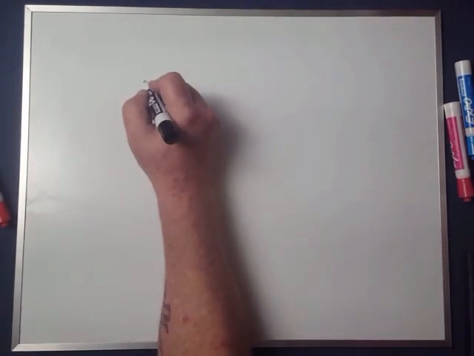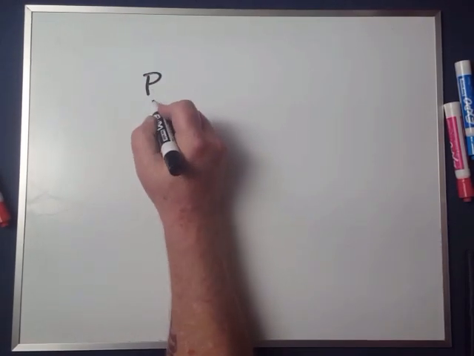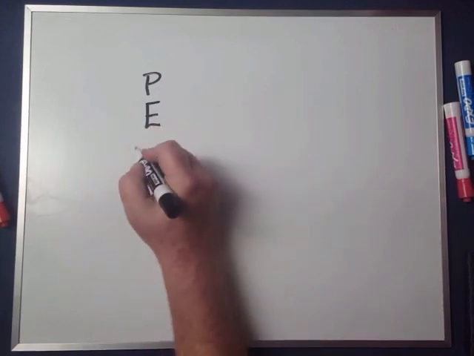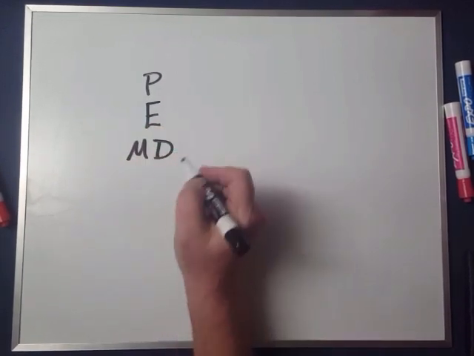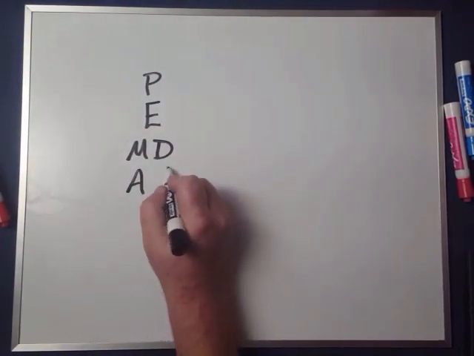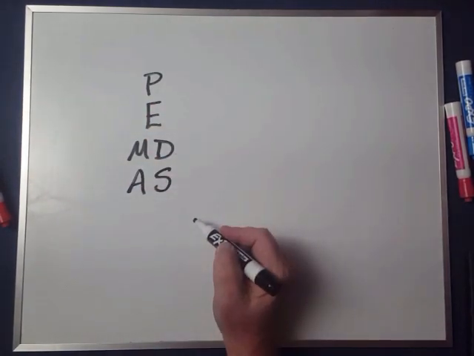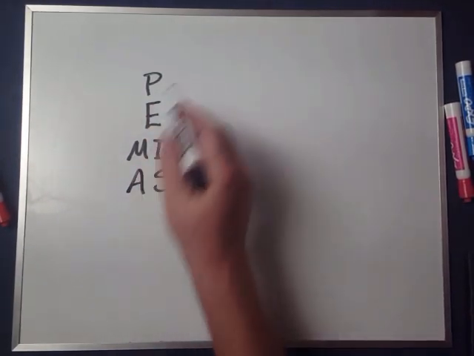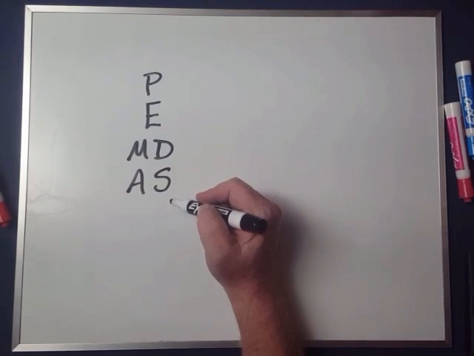Let's review now the order of operations. Now, many of you have heard of PEMDAS: parentheses, exponents, multiplication, division, addition, subtraction. PEMDAS. I'm not a fan of explaining it this way.